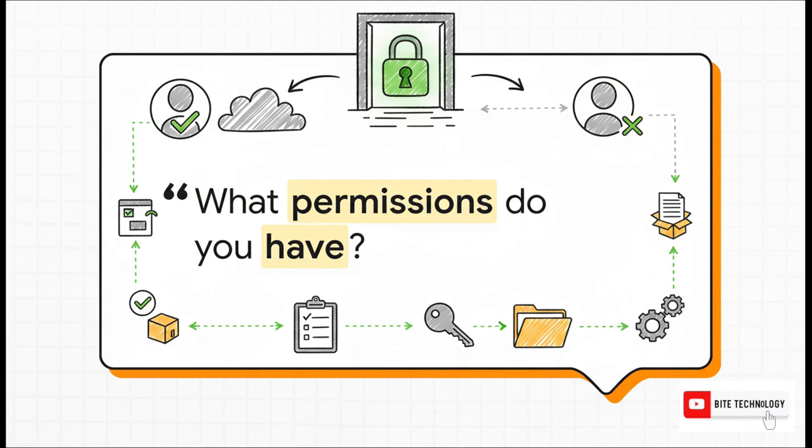At this point, the system is done asking who you are. That's settled. Now the question completely changes. For every single thing you try to do, whether it's viewing a file, deleting a photo, or changing a setting, authorization is humming along in the background asking, okay, does this person have the right permission for this specific action?